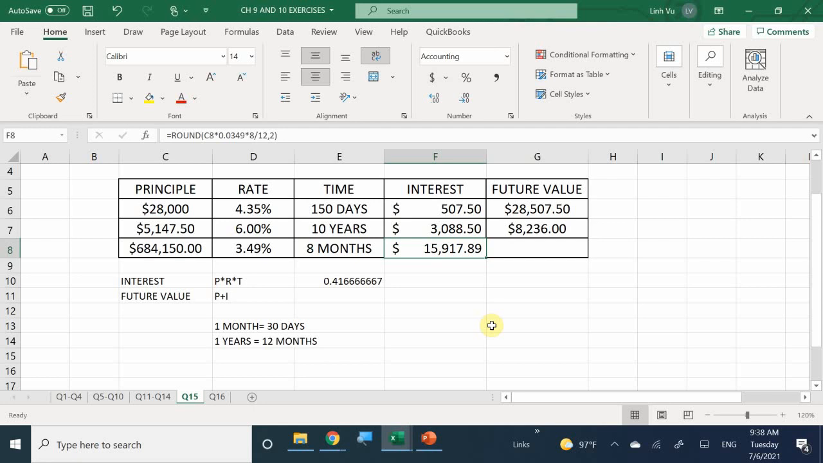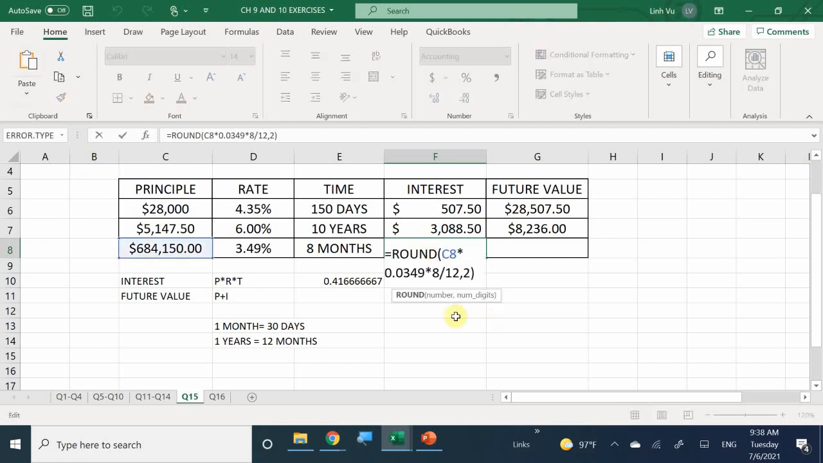Wait, how did you get that, Nathan? You multiplied the 684,150 by the rate. The rate, yeah, 0.0349. And then 8 months out of 12. But first I did 8 divided by 12, just trying to get rid of that fraction.